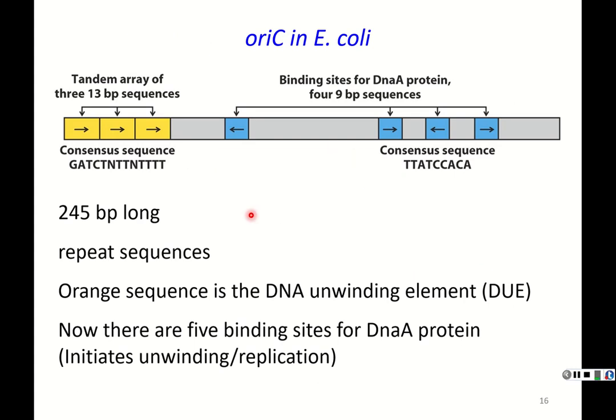Not really wanting to get into a lot of detail here, but this shows the origin of replication and binding sites for the DnaA protein, which initiates unwinding and replication. There are multiple sequences going in both directions for those DnaA proteins. And the consensus sequence is shown there. Again, probably not a consensus sequence that you need to remember.